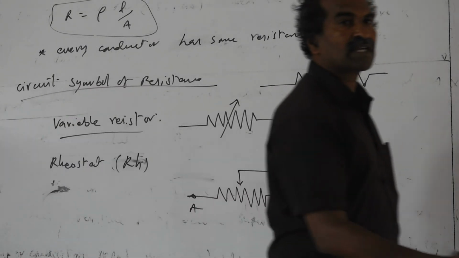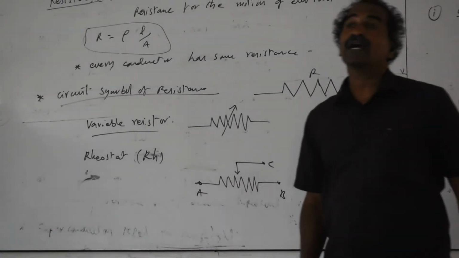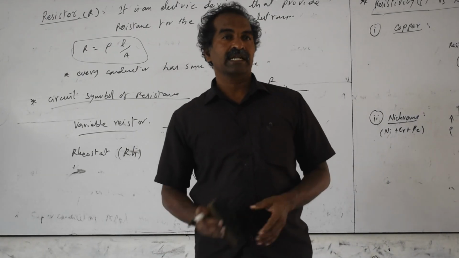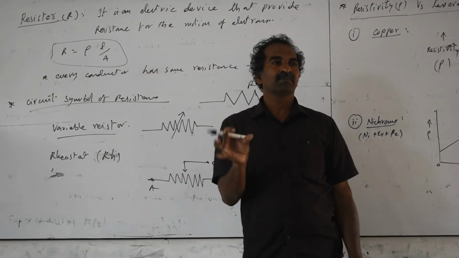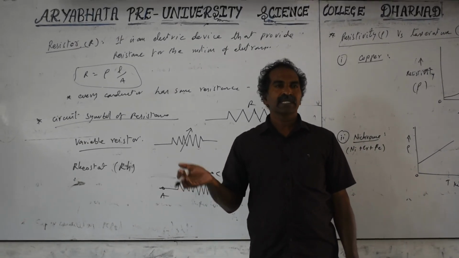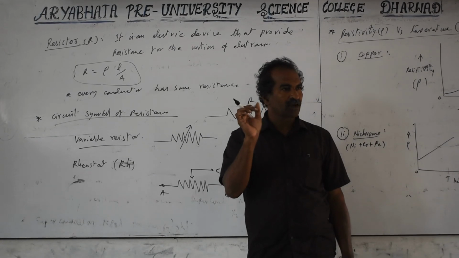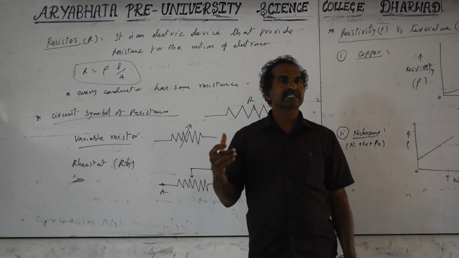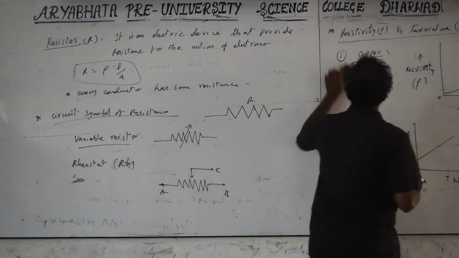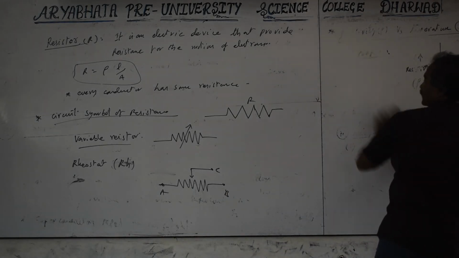What is the use of resistance? Resistance is used to control the current in electrical circuits, like increasing the volume of sound in speakers, radios, and TVs. By rotating the knob, you change the resistance. When resistance decreases, current increases and the sound also increases. So resistance is used to control the current in electrical circuits.